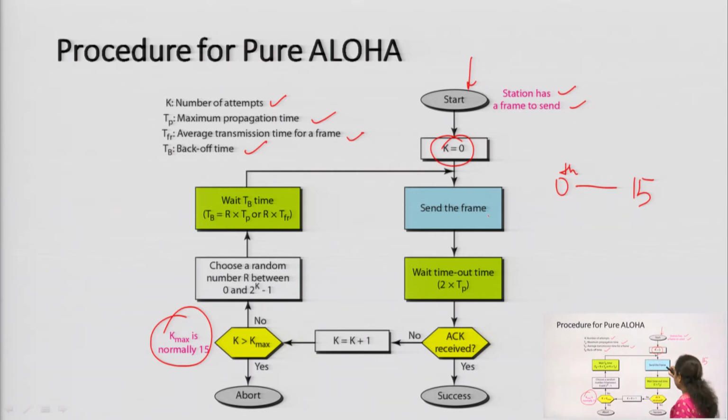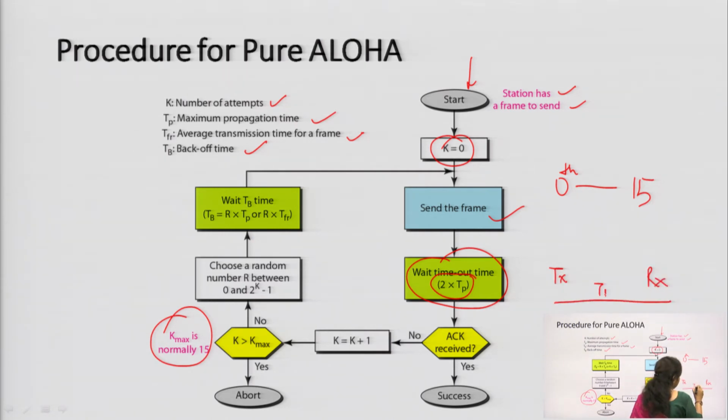The second step is to send the frame. The particular station will send the frame and it will wait for the time-out time. So, 2 Tp means 2 into propagation time, it will wait. What is 2 into Tp? Let us say this is the transmitter and this is the receiver. It has transmitted the data over here, which is denoted by Tp, and it has to come back. So, this is again Tp, because the whole duration or length of this is denoted by Tp. So, this is 2 Tp, and it has to wait for that particular point of time.